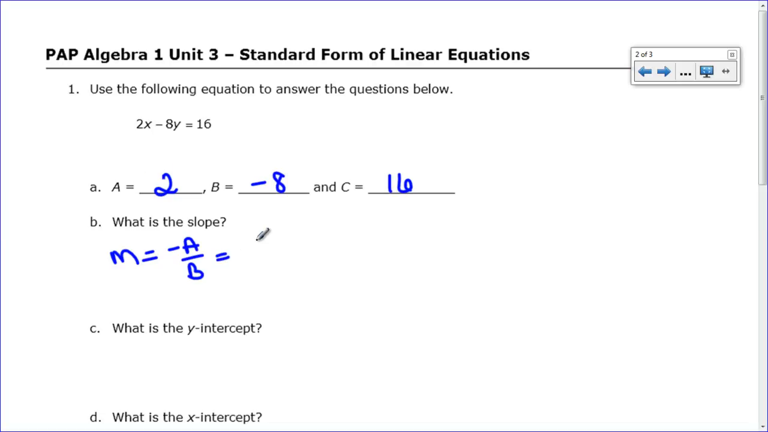So to find the slope, I'm going to do the opposite of a divided by b. So the opposite of a would be negative 2, and b is negative 8. And when I do negative 2 divided by negative 8, I get 1/4. Don't convert that to 0.25. If you do 2 divided by 8, you will get 0.25, but slope is a ratio. The fraction works so much better for your rise over your run if you want to graph. So leave it as positive 1/4.